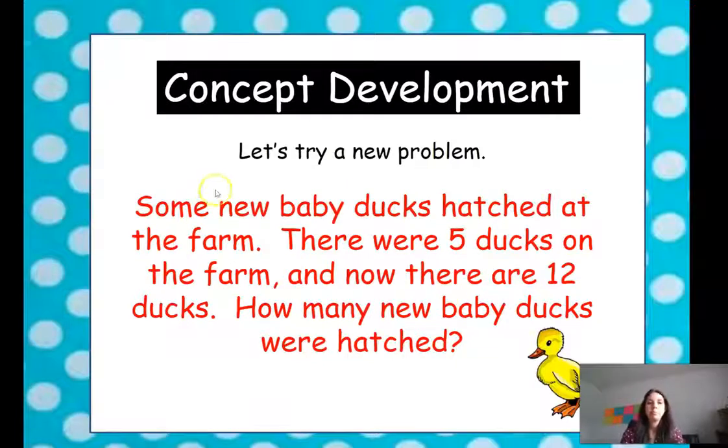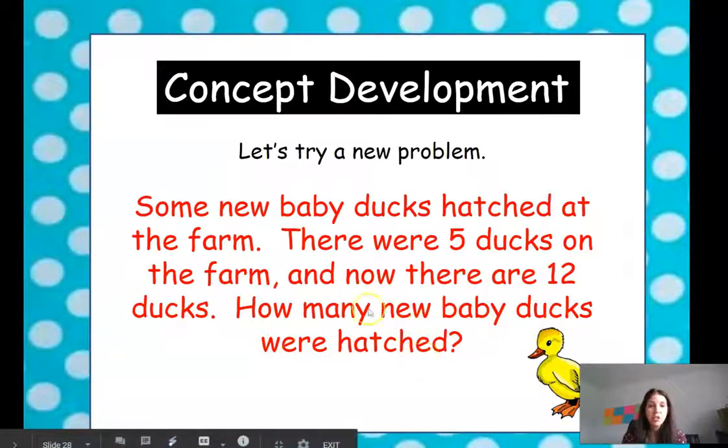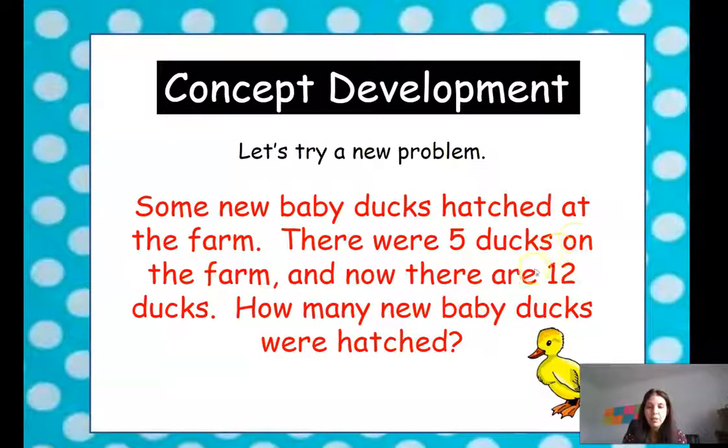It's a new problem. Some new baby ducks hatched at the farm. There were 5 ducks on the farm, and now there are 12 ducks. How many new baby ducks were hatched? Okay, so we have the total of 12. So what should we do? We should draw 12 circles to start, and then circle a group of 5.